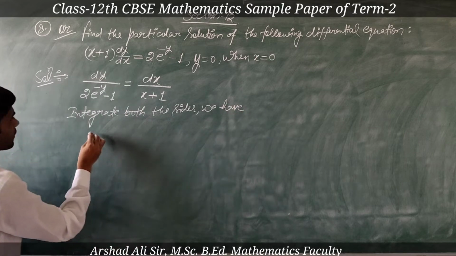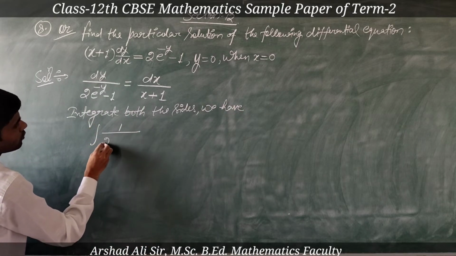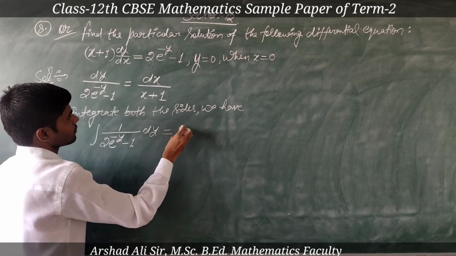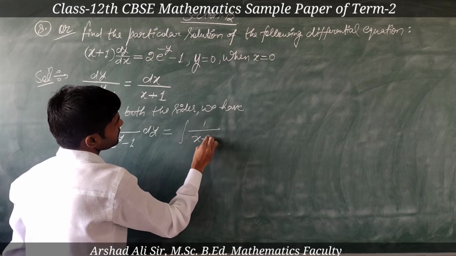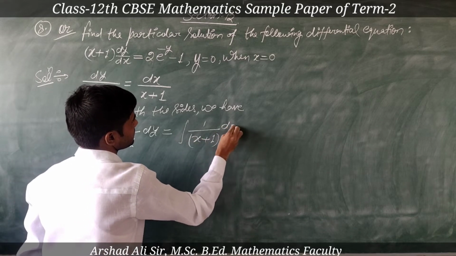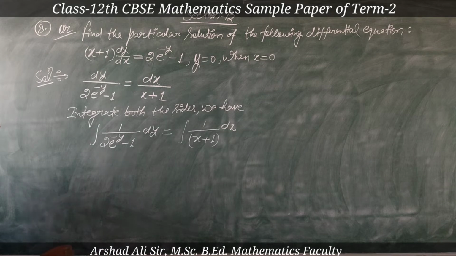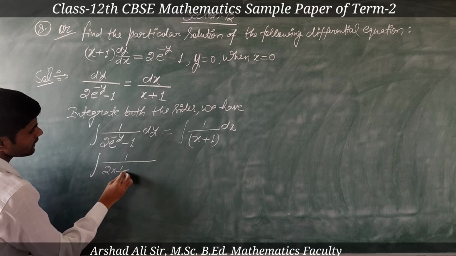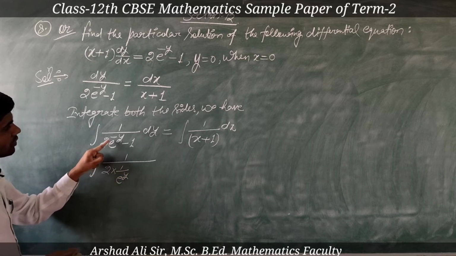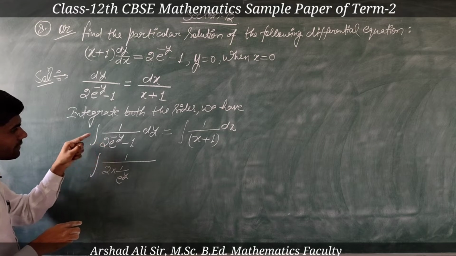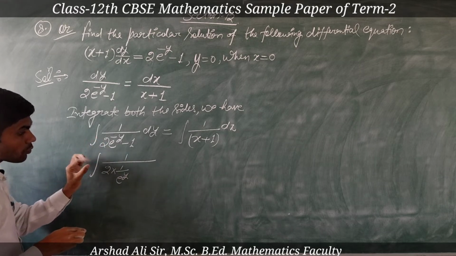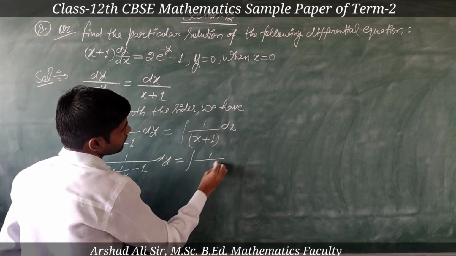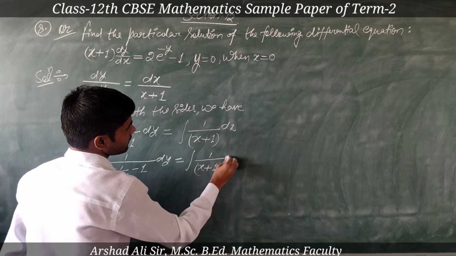We have 1 upon 2 e to the power minus y minus 1 dy is equal to 1 upon x plus 1 dx. Okay. Now tell me one thing, can we write 1 upon 2 multiply 1 upon e to the power y? Okay. E to the power y is negative, but we can write this power into the denominator with a positive sign, minus 1 dy is equal to 1 upon x plus 1 dx.